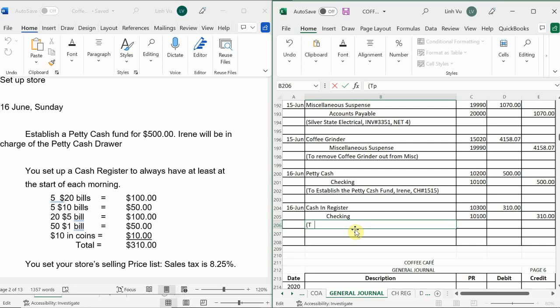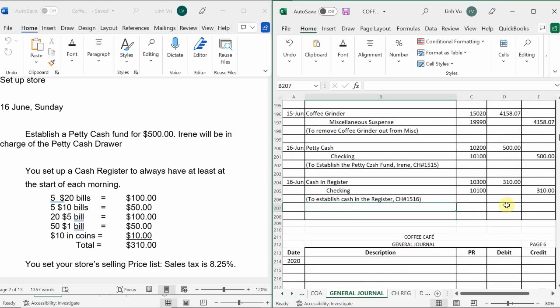To establish cash in the register. Good. And the check I wrote was check number 1516. Okay. So here I reached the end of my journal number 5. Of course, this doesn't look like there's enough space for anyone to squeeze in a transaction here, so there's no need to block this off. When we come back from the weekend, we're going to start on page 6.